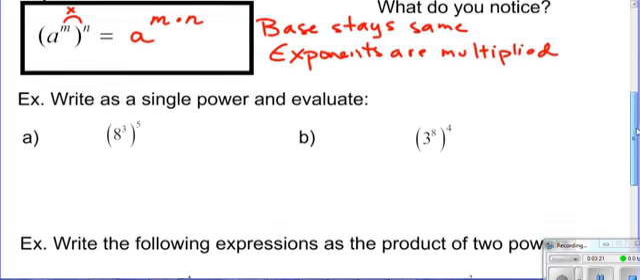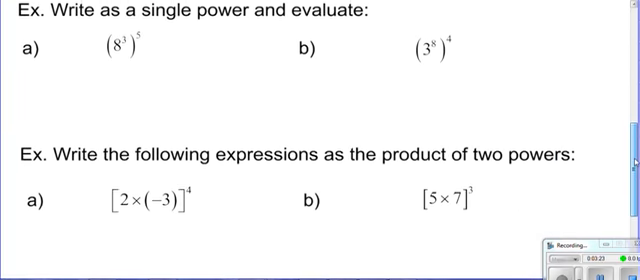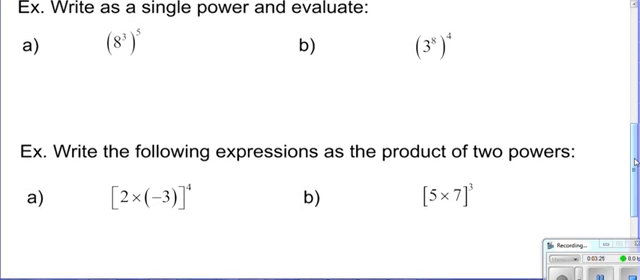So we have a couple examples. 8 to the power of 3 to the power of 5. So again, we have a base of 8 to the power of 3, and it's being raised to another exponent. And so we can use our power of a power rule. So this is the same as 8 to the power of 3 times 5. So just the exponents get multiplied. And that's the same as 8 to the power of 15.